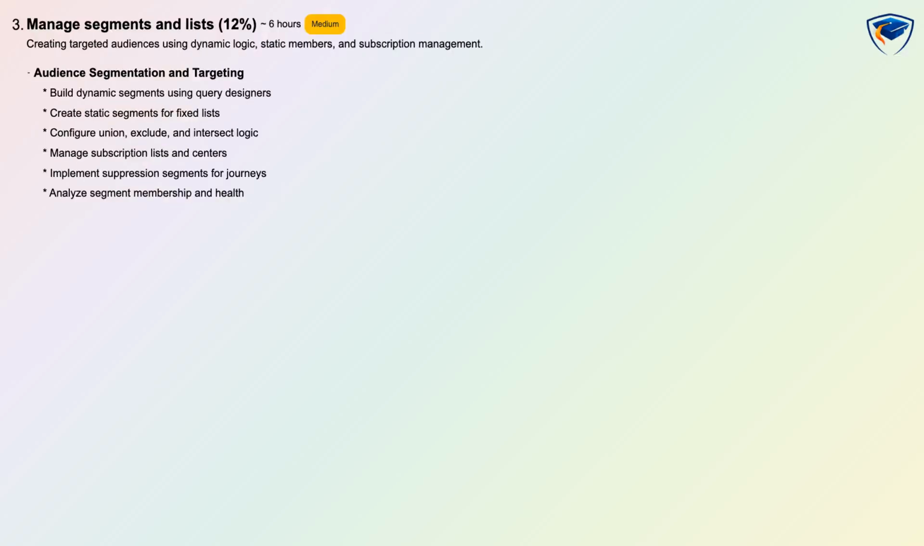In the third domain, Manage Segments and Lists, you will learn how to create targeted audiences using dynamic logic, static members, and subscription management. This domain will take up 12% of the exam and will cover topics such as audience segmentation and targeting. You will learn how to build dynamic segments using query designers, create static segments for fixed lists, configure union, exclude, and intersect logic, manage subscription lists and centers, implement suppression segments for journeys, and analyze segment membership and health. This domain is expected to take around 6 hours to learn and will be assessed through scenario-based questions.